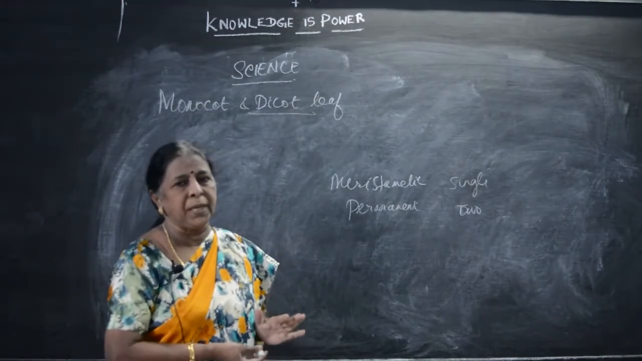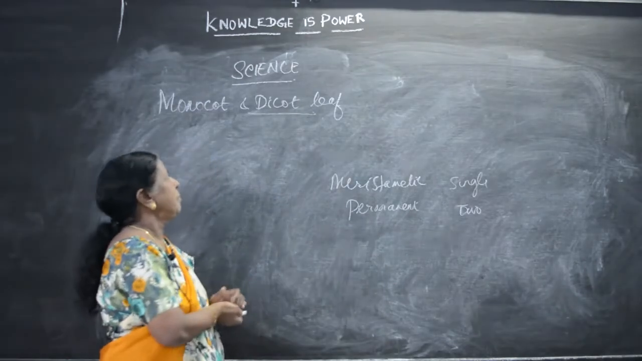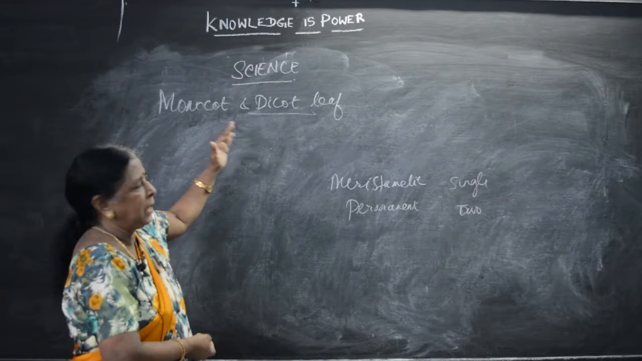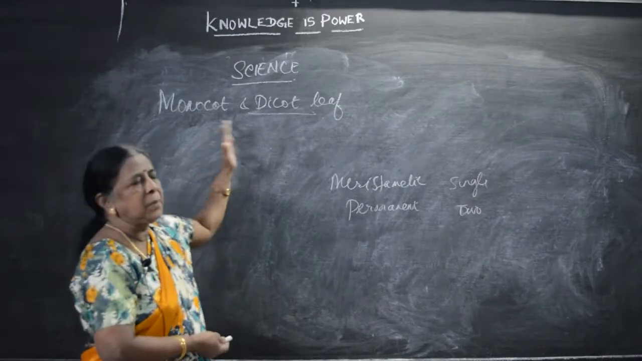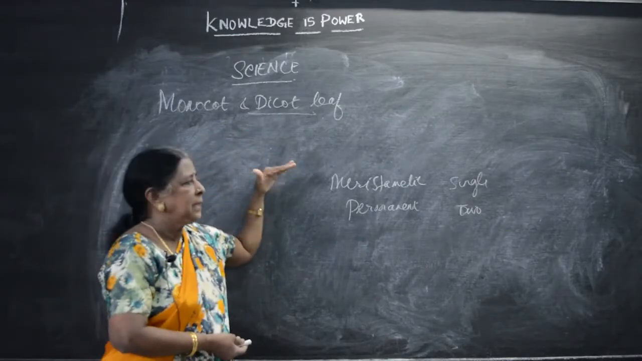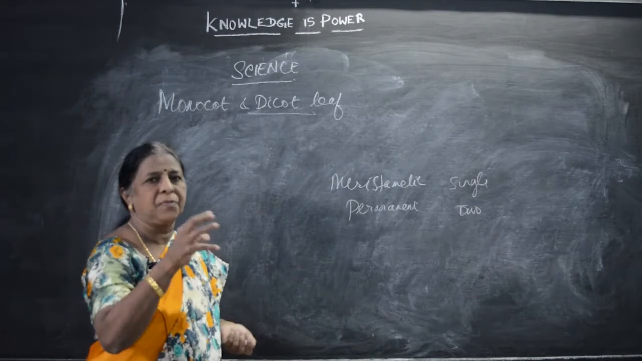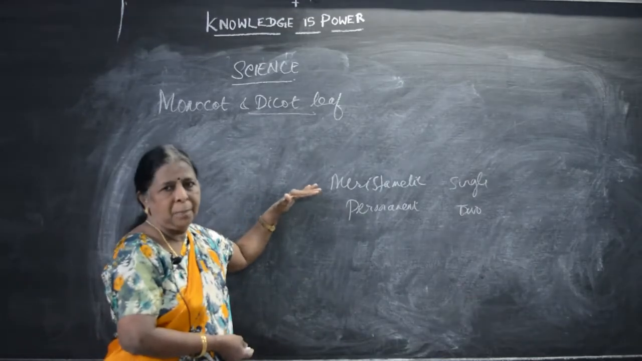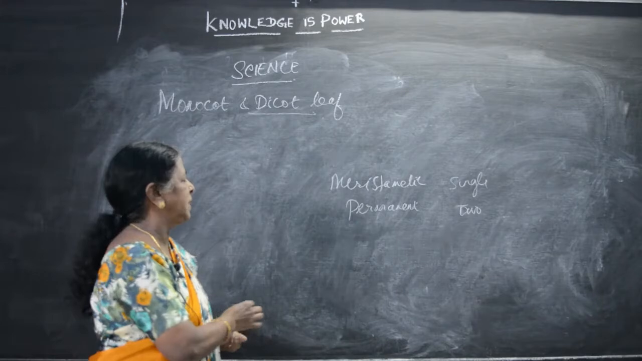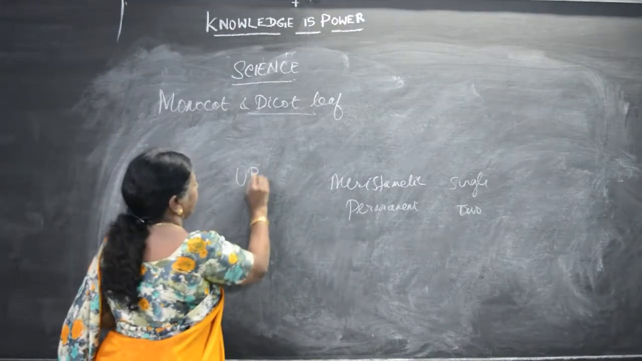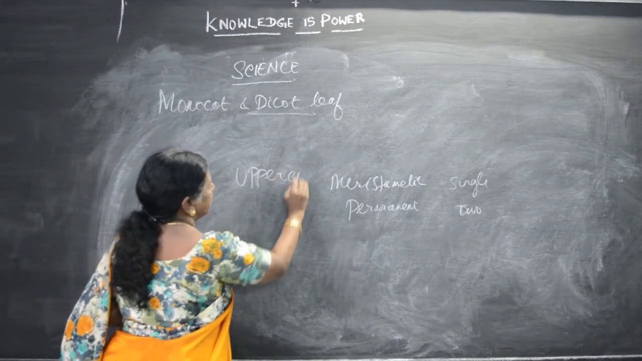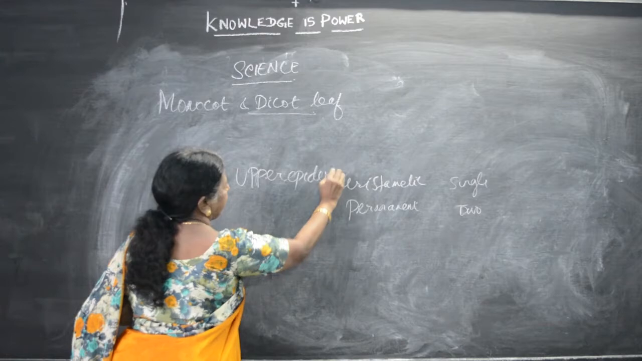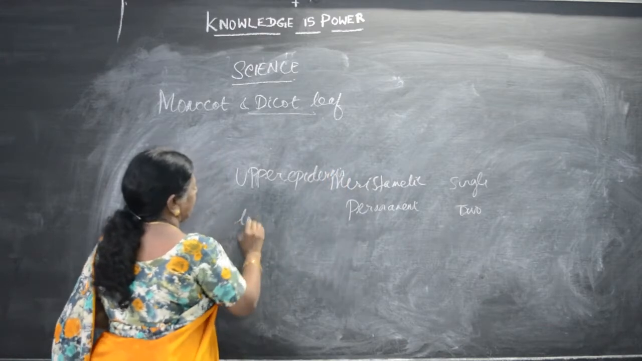So let me go today to the leaf, that is monocot leaf and dicot leaf. Both are similar. The starting part of the leaf is very soft and spongy. That is known as what? Palisade parenchyma. The outer cover is made up of the upper epidermis and lower epidermis.